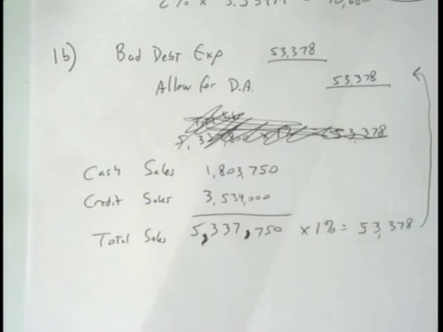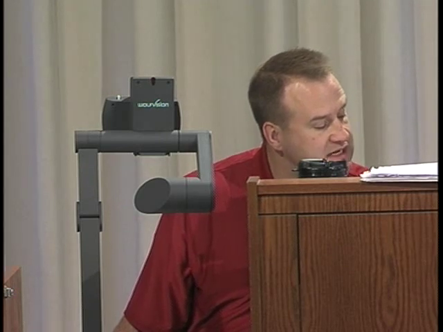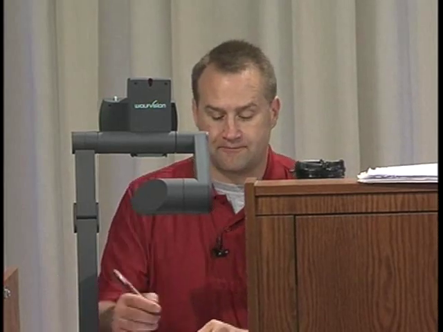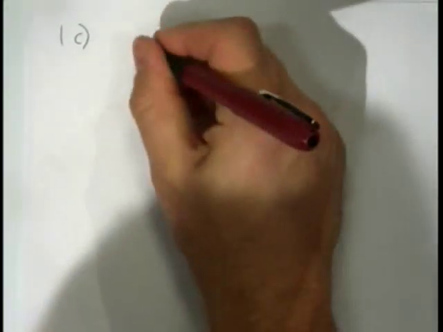You with me? Sorry about that confusion. Okay. Any questions on 1A or 1B? Those were the percentage of sales methods. We didn't have to do the T account analysis, but 1C, we have to, don't we? Because that is an aging analysis estimates that 5% of year-end AR will be uncollectible, correct? So, let's do 1C.